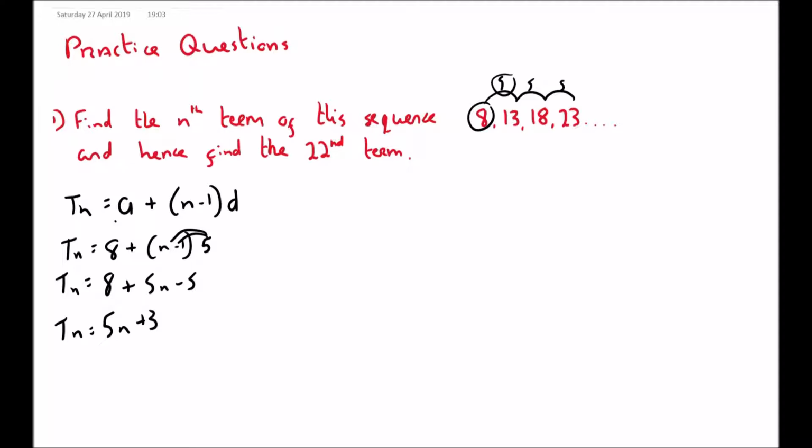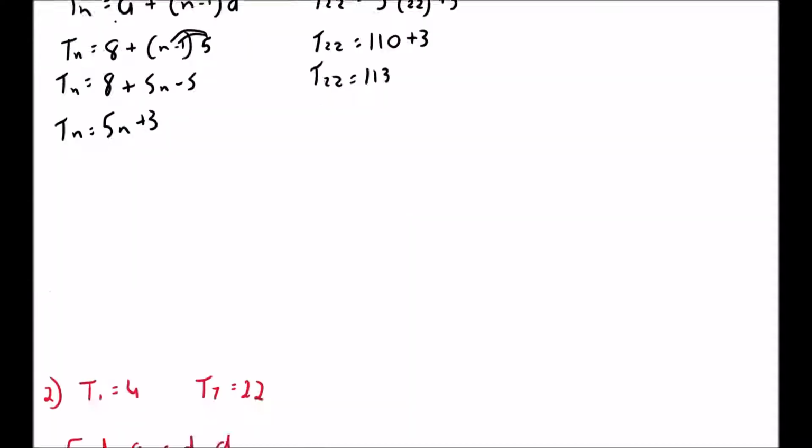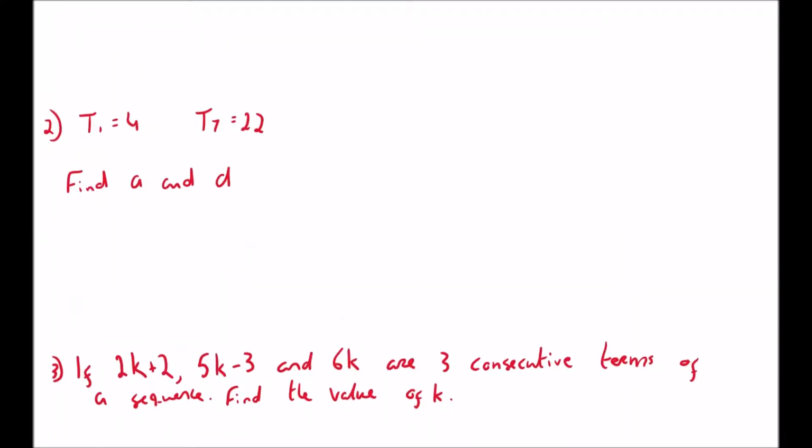We want to find the 22nd term, so it's T22 equals 5 times 22 plus 3. T22 equals 5 multiplied by 22 is 110 plus 3, which is 113. T22 is 113. Okay, first one done. Next one.